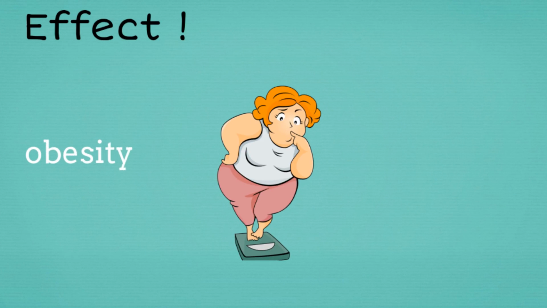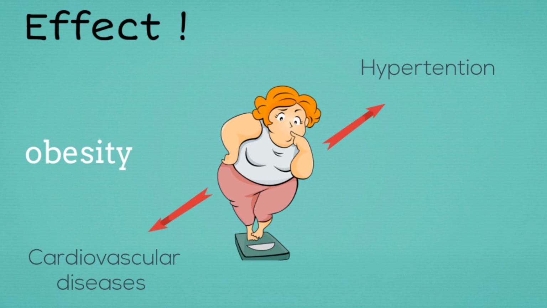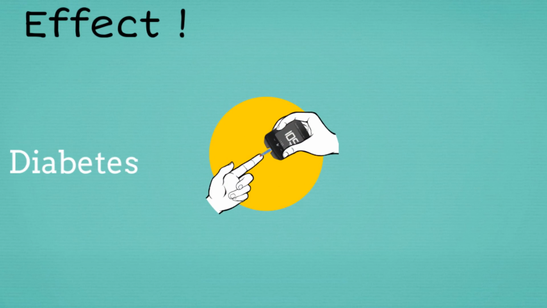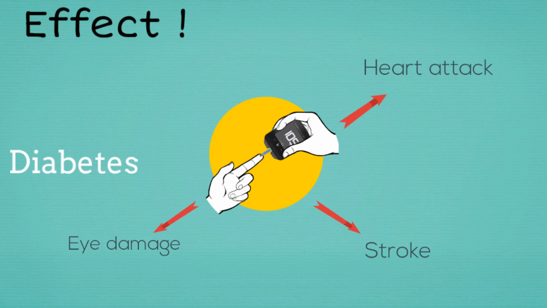Obesity has a negative impact on the body because it causes some health issues like hypertension, cardiovascular diseases, sleep apnea, which causes you to stop breathing for a brief period, and cancer. Also, diabetes harms the body because it causes heart and blood vessel diseases like heart attack, stroke, eye damage, foot damage, kidney damage, and more.